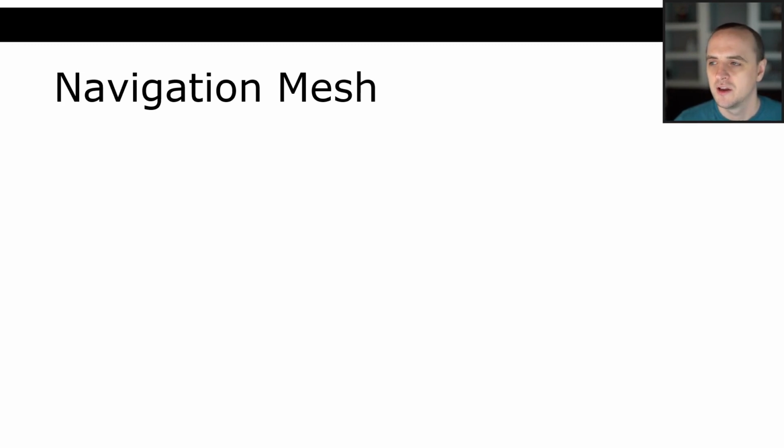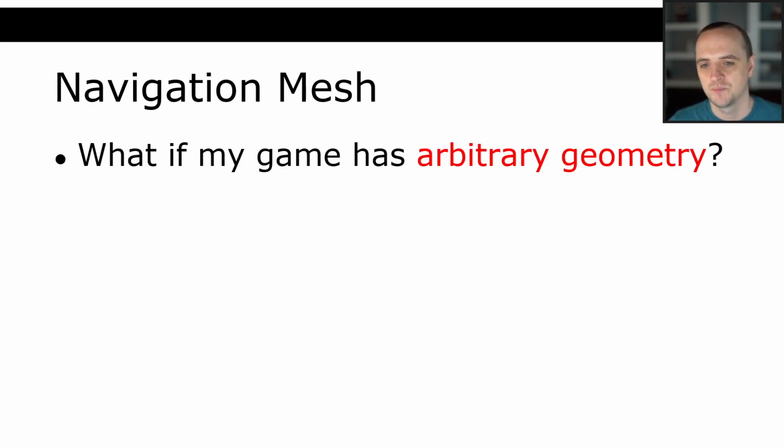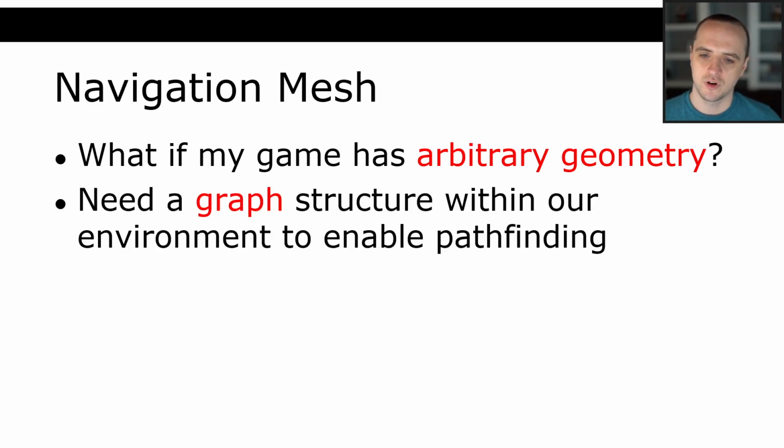All right, navigation meshes. So this is all leading to this thing called a navigation mesh. What if my game has an arbitrary geometry, right? Like, I can move anywhere in the game world, for example. So I'm going to need a graph structure within our environment in order to enable pathfinding. And when I say graph here, it could be a grid, it could be polygons, but it's some sort of graph structure because a graph can technically be anything, right?